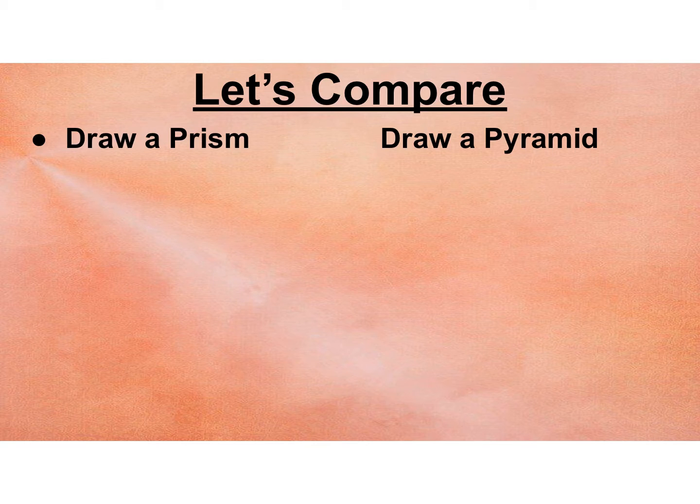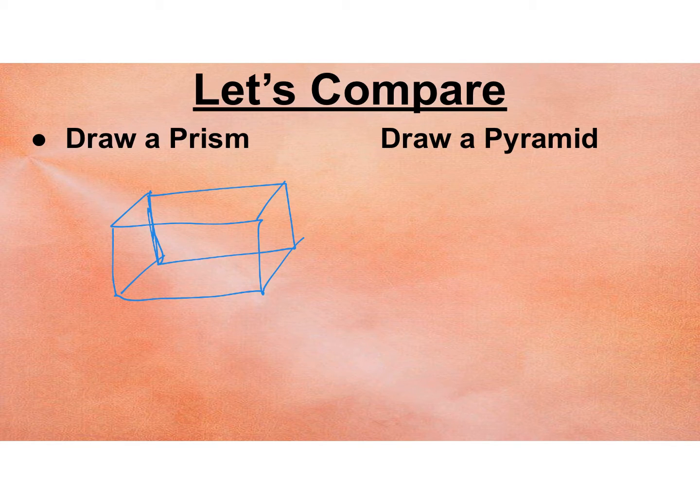So let's compare. I'm going to draw a prism, and in the process of drawing it, I'm going to talk through it so that you can draw it because it is going to be three-dimensional. And then we're going to draw a pyramid and we'll compare them. So I'm going to draw a rectangular prism, which means I'm going to start with my rectangle in the front. And then I'm going to draw the same rectangle diagonally behind it in the back. That's terrible. And then I'm going to connect the corners. And we have our prism.